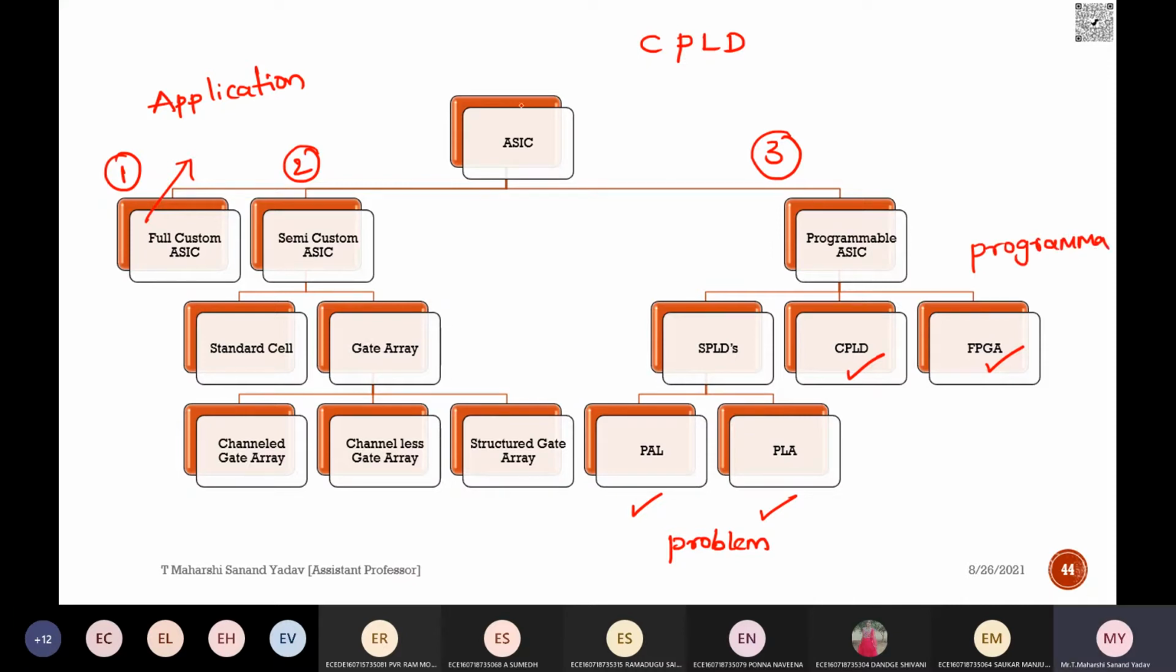Whereas this application specific integrated circuit is something which we can't program. Means once we design, we can't do anything. Suppose if it is full custom, right from the scratch we will do. And if it is semi-custom, we will make use of library. So at least this much amount of knowledge you need to have.